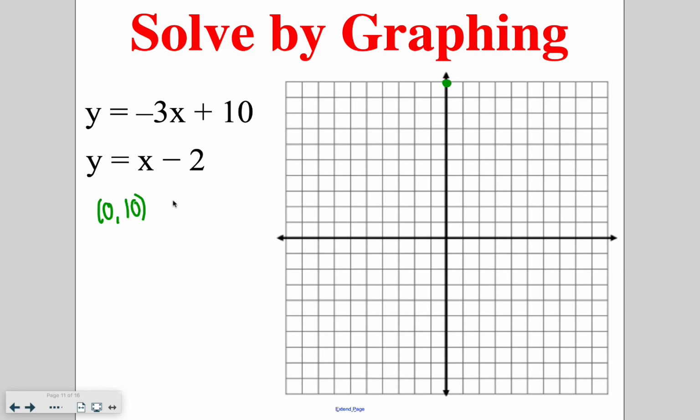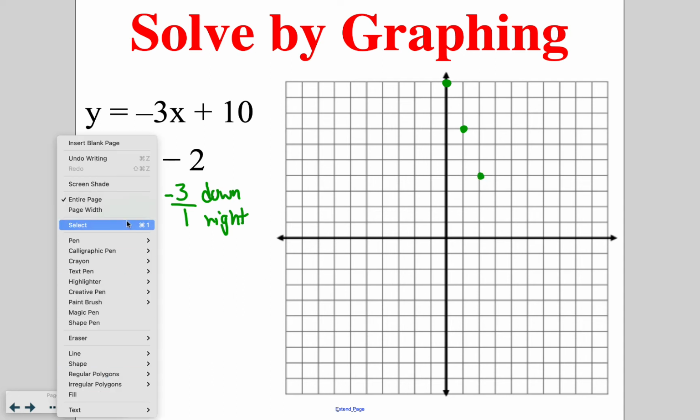And then our slope for that one in the first equation was negative 3/1, which would tell you to go down 3 and right 1. So 1, 2, 3, and 1. And then we're going to do it again. 1, 2, 3, and 1.